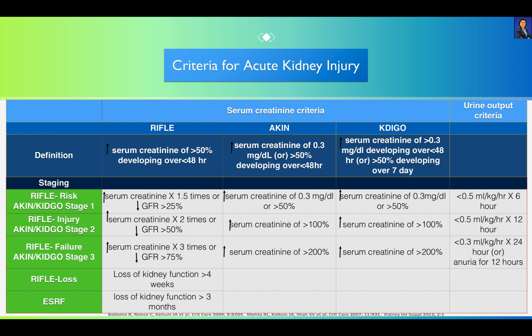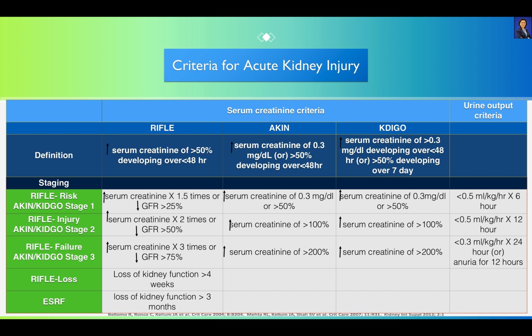When you look at stages 1, 2, 3 of acute kidney injury, in the risk stage, stage 1, serum creatinine will be 1.5 times increased, or GFR will be reduced by more than 25% in the RIFLE criteria. In the urine output criteria, urine output will be less than 0.5 ml per kg per hour for 6 hours.